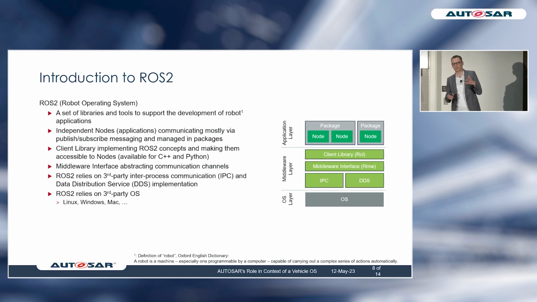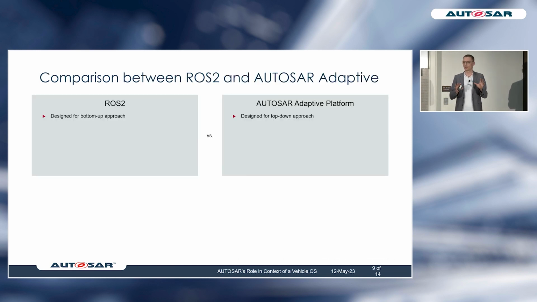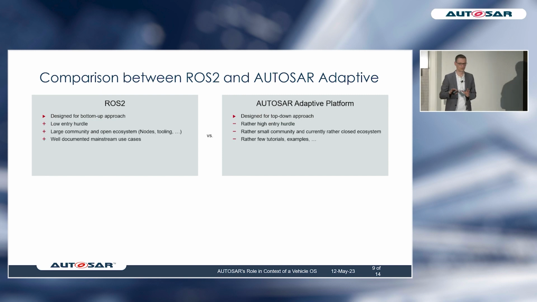Having said that, I would like to start with a quick comparison. We have Autosar Adaptive on the one hand side and ROS2 on the other, and you may ask yourself, hey, why do we need two ecosystems solving the same problem? But they have some fundamentally different properties. I will start with more or less the negative side of Autosar, but don't worry, there's also a positive side. So ROS has a very low entry hurdle.